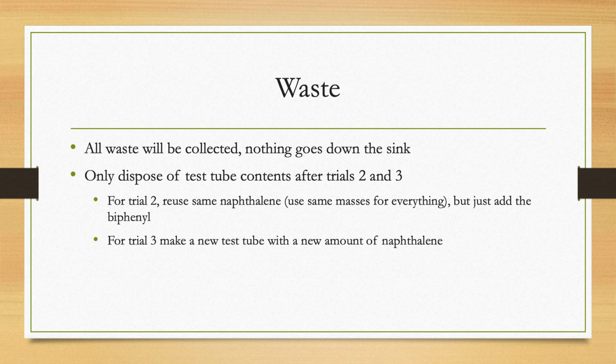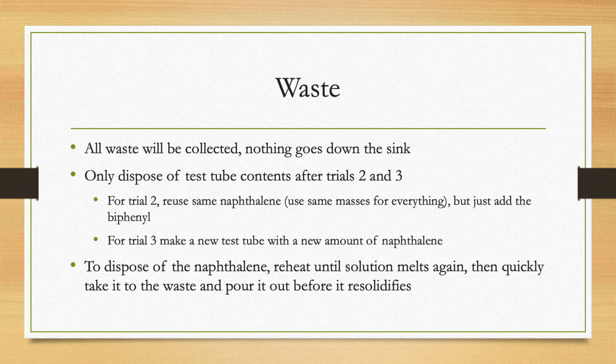But for both trials 2 and 3, when you're done with them, to get rid of the naphthalene, you're going to have to reheat it one last time to melt it, and then quickly take it over to the waste and pour it out before it all resolidifies. You'll want to do that relatively quickly, but also obviously carefully so that you're not running over other people in the lab, because people will be moving around.